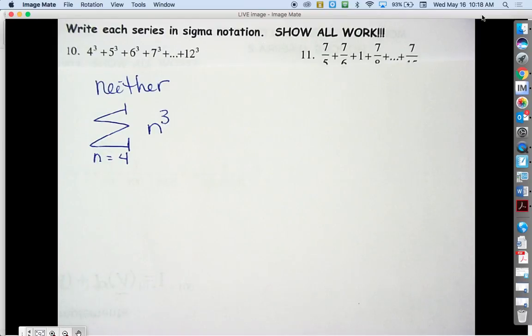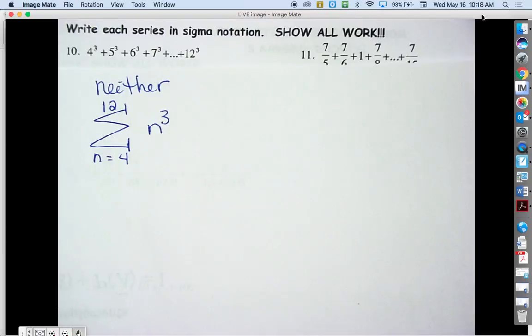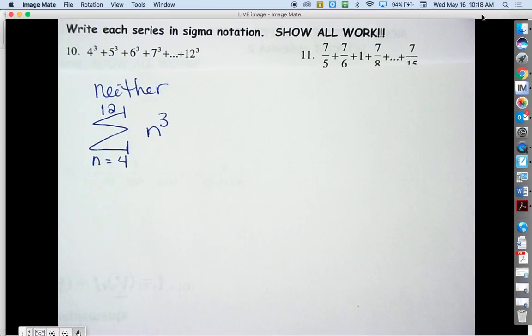What would the top number be if we started with n equals 4? Or stop with, I guess. 12. Yeah, it'd just be a 12. So that would be how the number on the bottom and the top of the sigma change. They change because this is starting with a 4, so that means my n would start with a 4 instead of starting with a 1. Because now I have 4 cubed, and then I have 5 cubed, and then I'd end with 12 cubed, exactly like the series has. So number 11 is very similar to that.